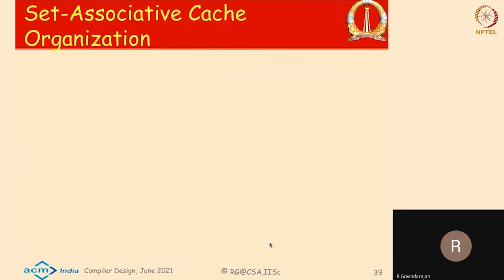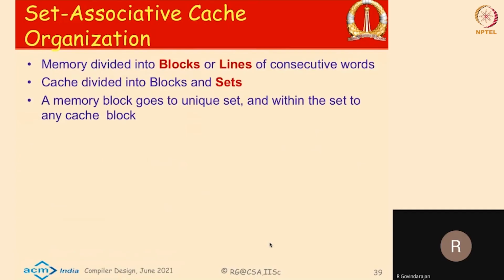Okay, let's try to quickly understand how caches are organized, and we are going to talk about it in the context of the set associative cache organization. So the memory is divided into blocks, which are basically consecutive words. Typically, you talk about a block of 32 bytes or 64 bytes.